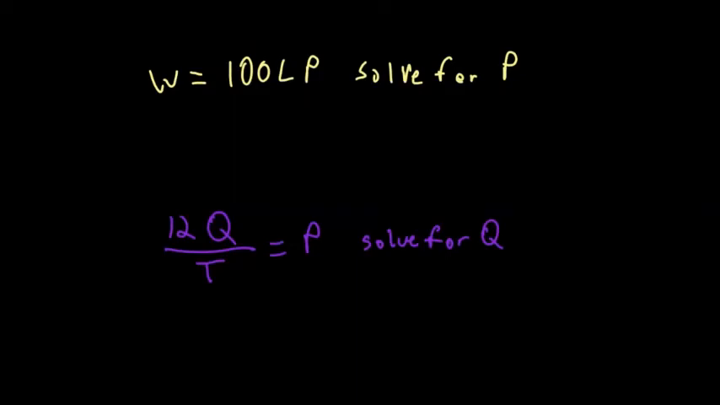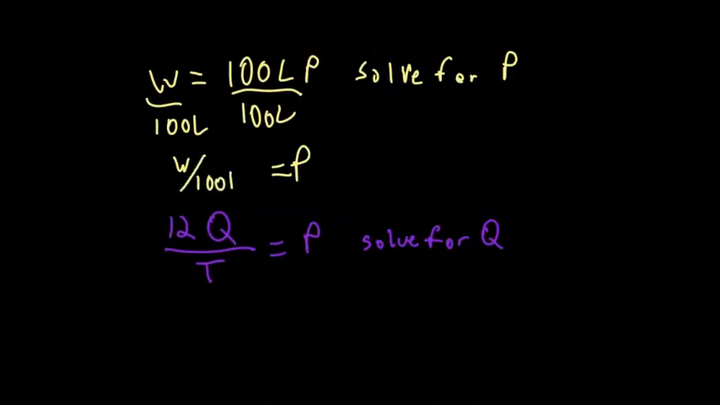Alright, do a couple more examples that have nothing to do with anything. I just made them up. So we have W equals 100 LP, and we need to solve for P. So what's being done to it? We're multiplying it by 100 and by L. So the opposite of multiplying by 100 and L would be dividing by 100L. So I get P equals W over 100L.